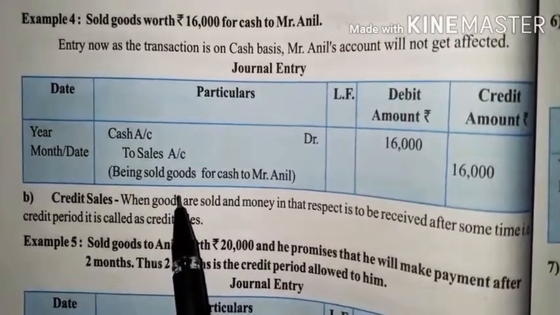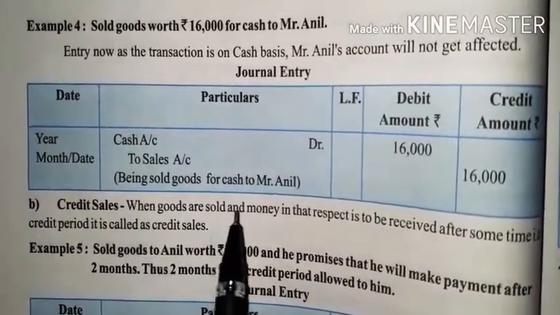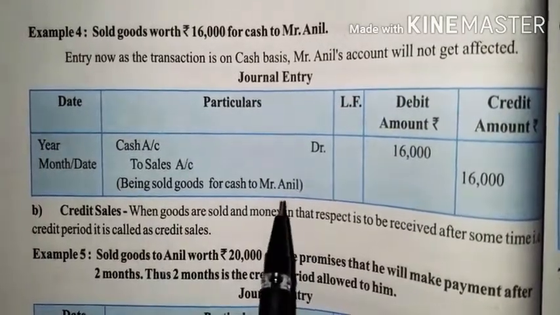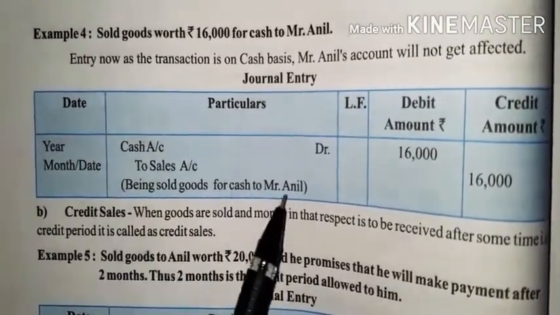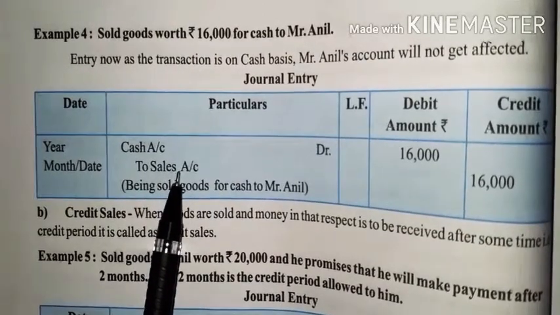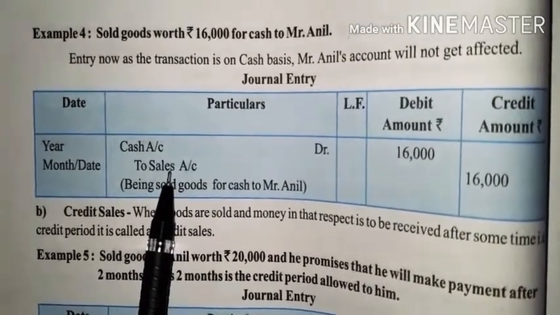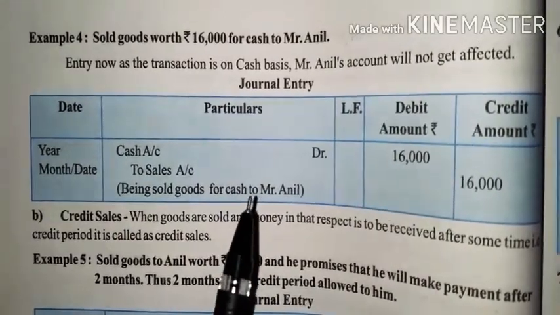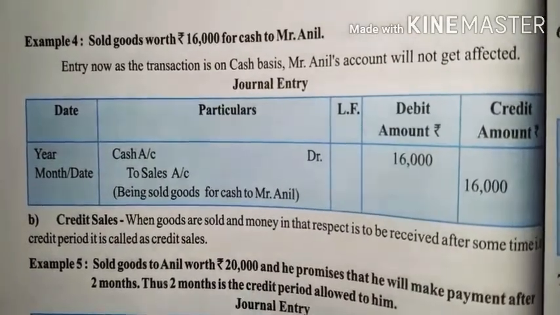The narration of the transaction being goods sold for cash to Mr. Anil. This is the description of the transaction. Mr. Anil's name will not appear in the second account because this is not a credit transaction, this is a cash transaction. Okay, remember this point.